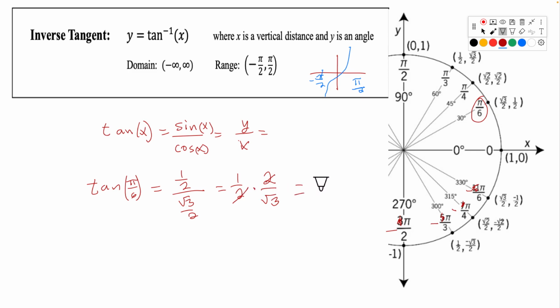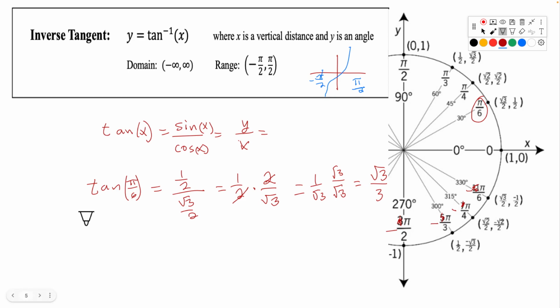The 2's cancel. You get 1 over square root of 3. We rationalize the denominator, because this is what they like to do. There's another program that doesn't rationalize, so we get the square root of 3 over 3. Square root of 3 times square root of 3 is 3, so that would be a value.